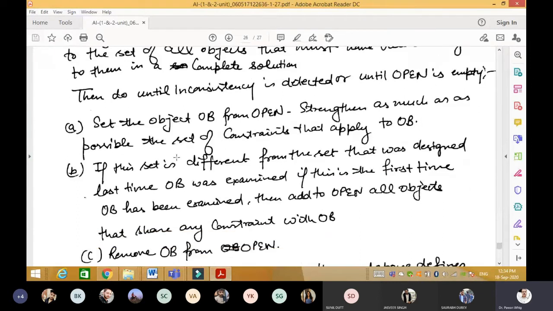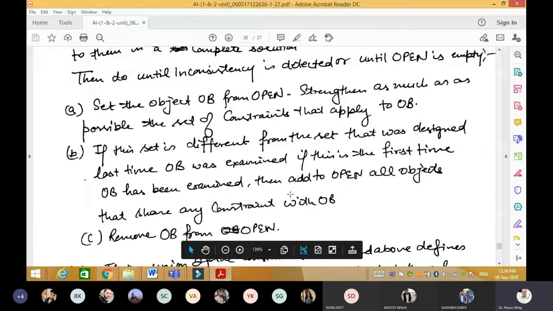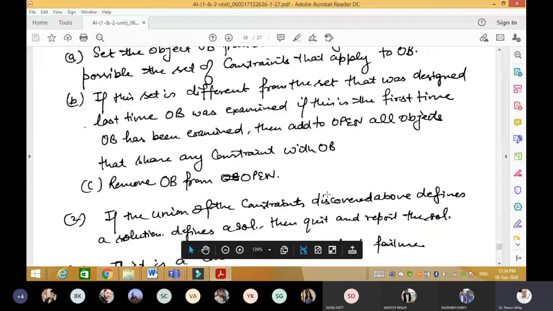Otherwise, what you have to do: set the object ob from open, and strengthen as much as possible the set of constraints that apply to ob. If the set is different from the set that was designed last time ob was examined, or if this is the first time ob has been executed, then add to open all objects that share any constraint with ob, and remove ob from open.